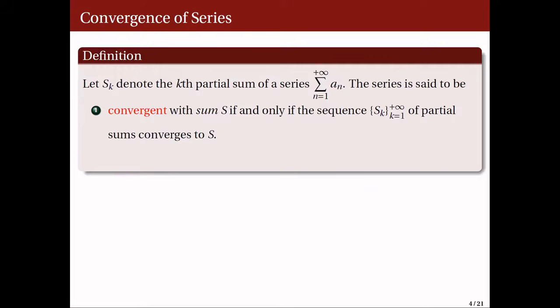Now, let's look at the following definition. Suppose we have S sub k denoting the kth partial sum of a series summation of a sub n, then the series is said to be convergent with sum capital S if and only if the sequence of the partial sums converges to S. In this case, we can write the summation of a sub n with n ranging from 1 to infinity equal to S.